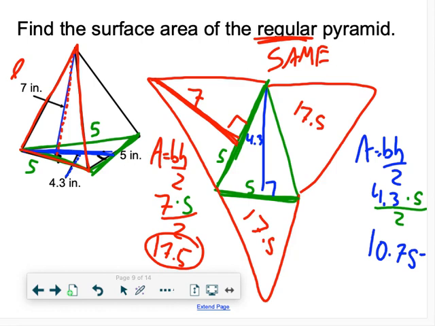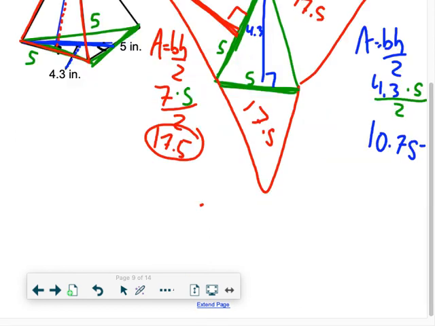Triangular prisms, a little trickier. Pyramids, a little trickier, not as nice as rectangular prisms. So again, this is enough work. If you want to put down 17 and a half plus 17 and a half plus 17 and a half, those three side triangles you can, and then plus 10 and 75/100ths. That works out great. Type it on into a calculator.